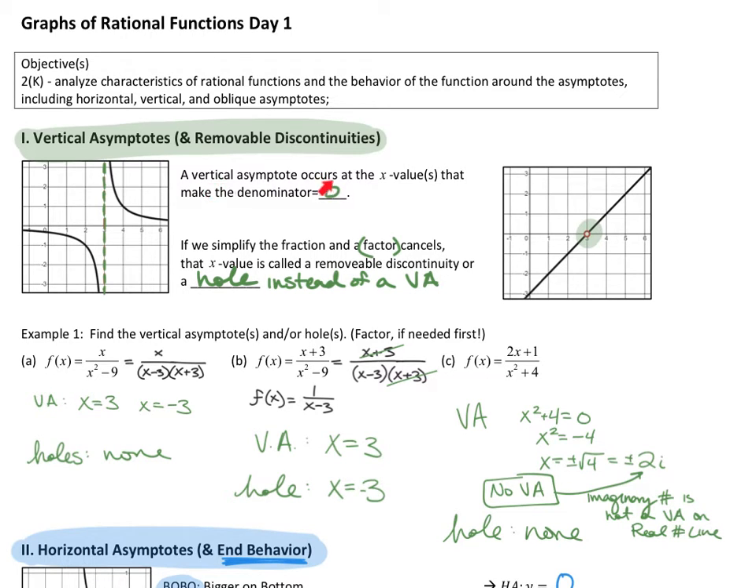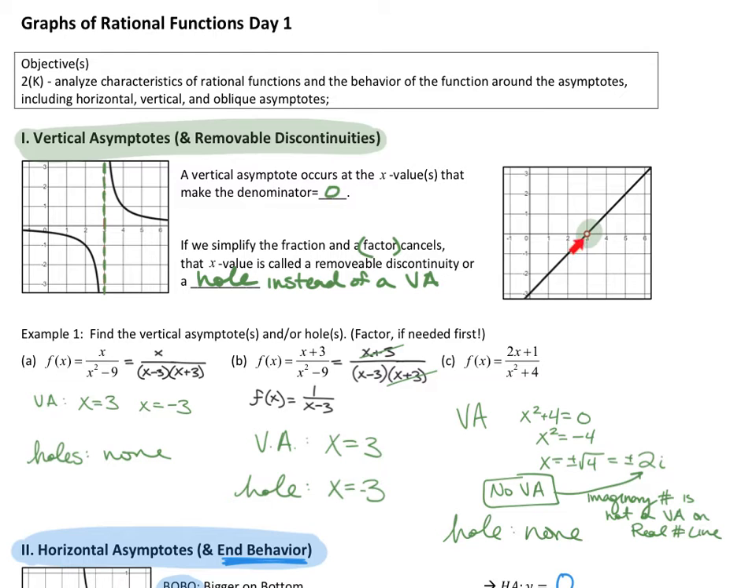Vertical asymptotes occur at the x values that make the denominator 0, because we can't divide by 0, so that's going to create a vertical asymptote in our rational function. And if we factor and simplify the rational function and a factor cancels out, then that x value is called a removable discontinuity or a hole instead of a vertical asymptote. And it's going to look something like this.